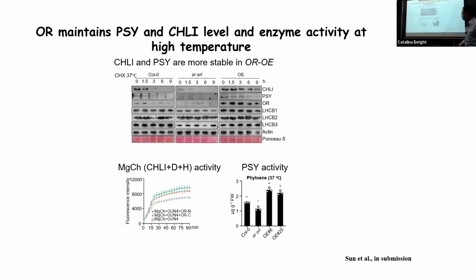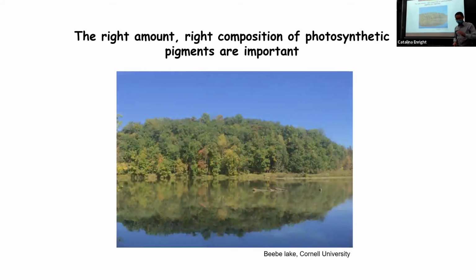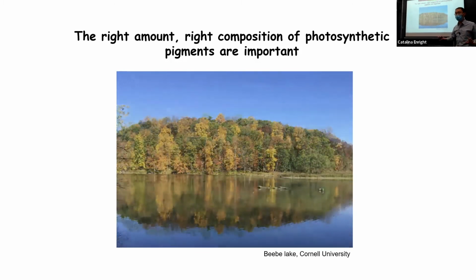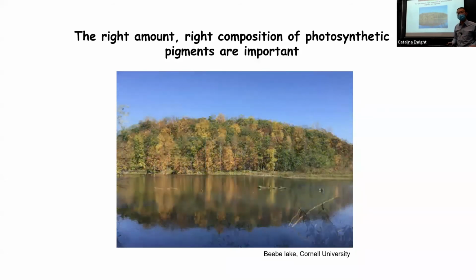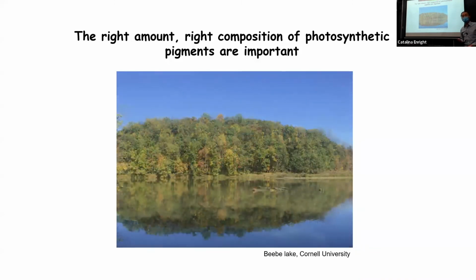And then when we do the enzyme activity assay, we find that when we treat magnesium chelatase with higher temperature, the enzyme without OR showed a lower activity compared to the enzyme complex with OR. We got a similar result with PSY. In the OR overexpression line, PSY showed the highest activity, but in the OR double mutant line, the PSY activity was significantly reduced. So that makes us think that OR may regulate both carotenoid and chlorophyll. Both are photosynthetic pigments, so the right amount and the right content of those pigments are very important for the proper function of plants.